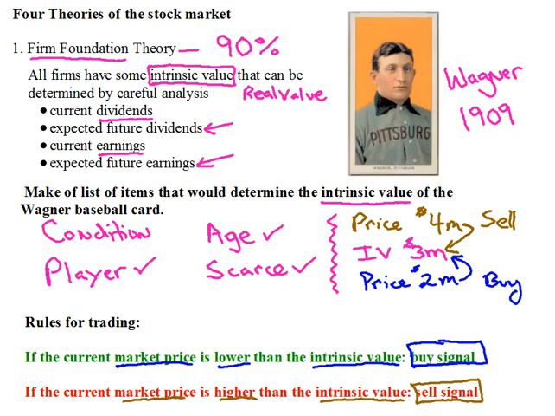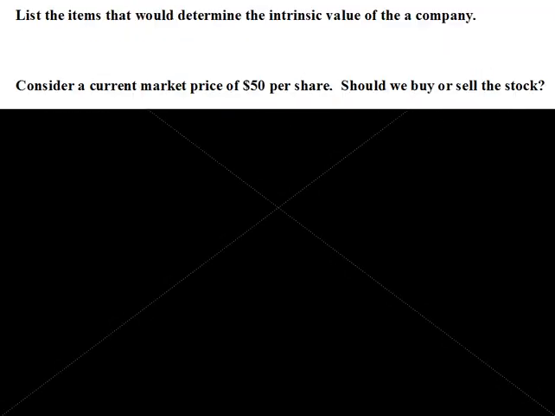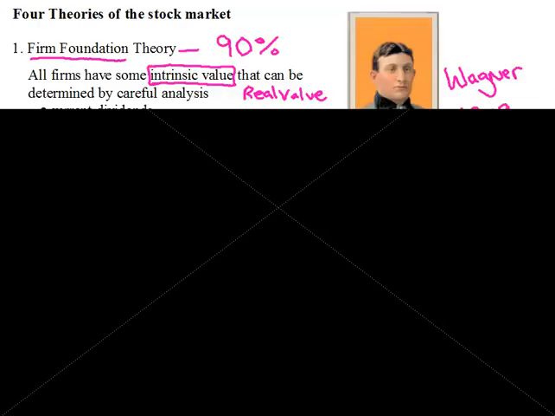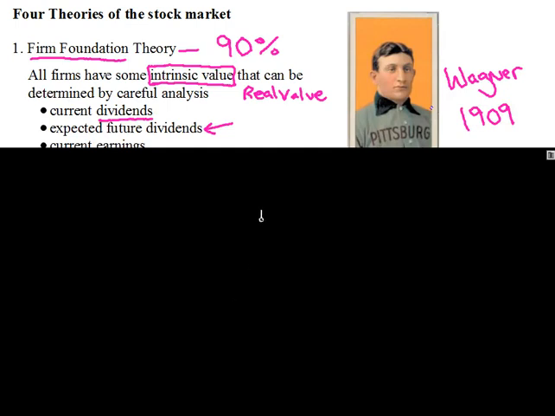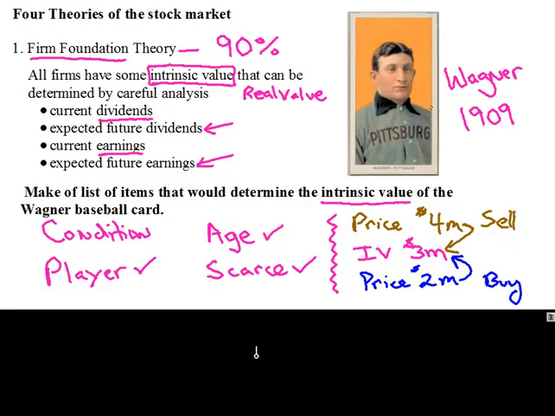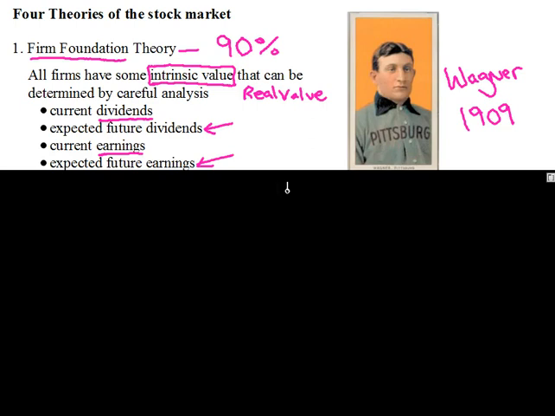To do that, let's first ask the question of what items we would use to determine the intrinsic value of a company. Just like when we were talking about the Honus Wagner baseball card, we asked what things we would use to determine its intrinsic value, and they were things like the condition of the card, the player, the age of the card, the scarcity of the card. We now want to ask, what are the things we would look at for a company to determine its intrinsic value?